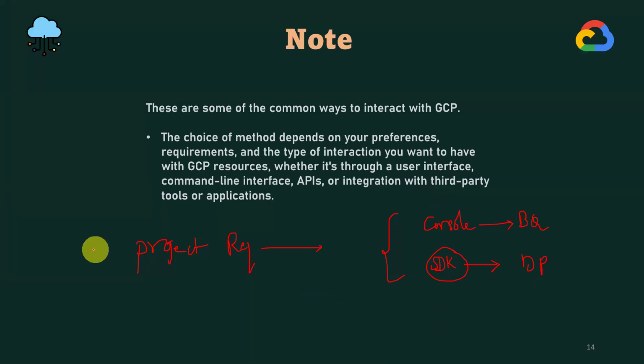If they say you have the flexibility to use any service, then it depends on the type of interaction you want to have in your own way. Some people want to use the console graphical user interface, some people are very much interested in the command line interface. So it's your type of interaction with the GCP resources when you have flexibility, but if the project requirement says this one only, you have to use that one only.